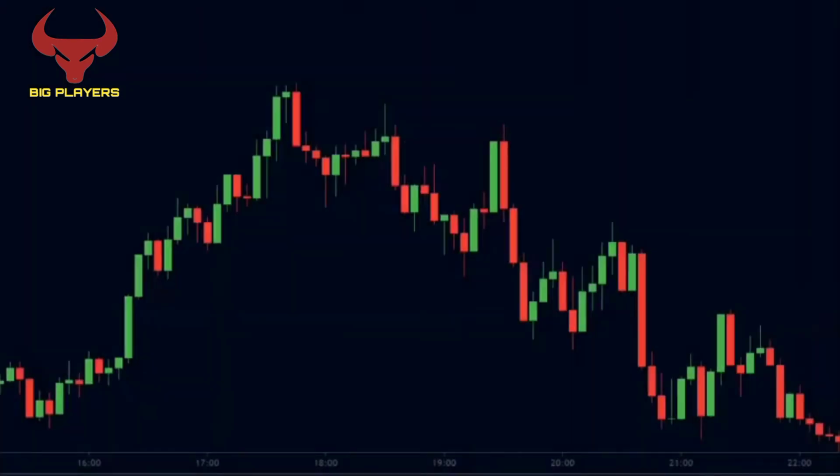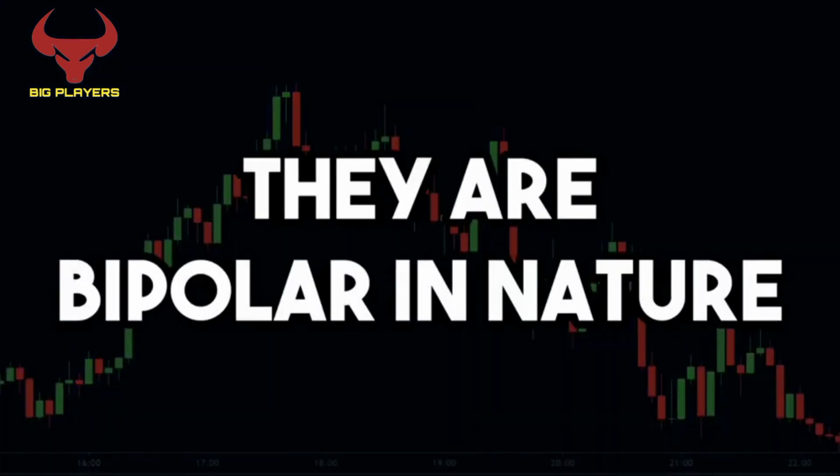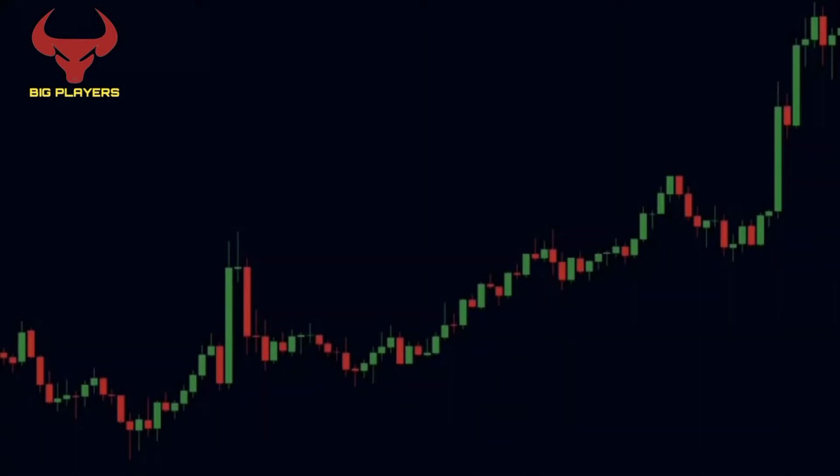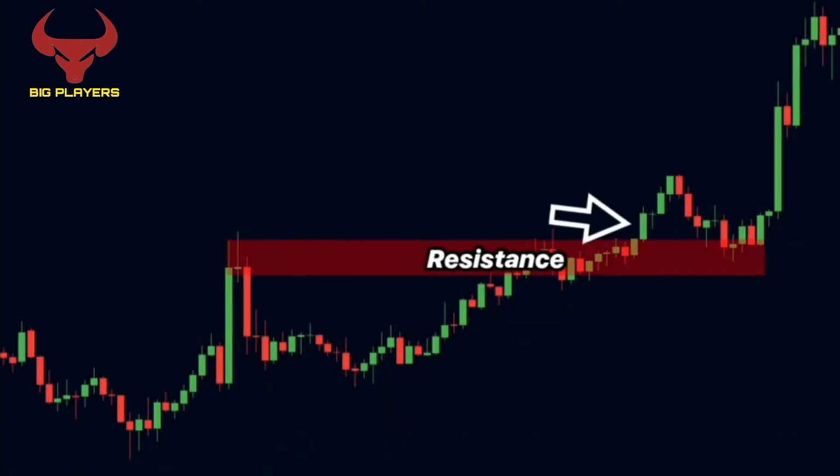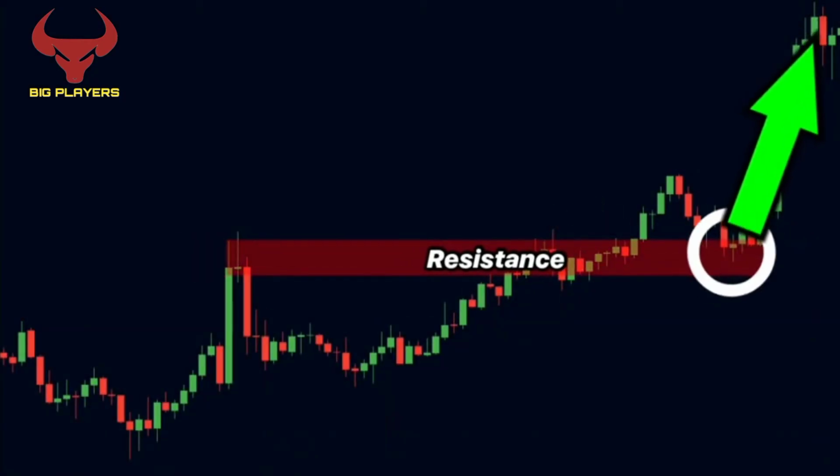Now, an important characteristic of support and resistance levels is that they are bipolar in nature. This means that whenever the price breaks a resistance level, it becomes a support.